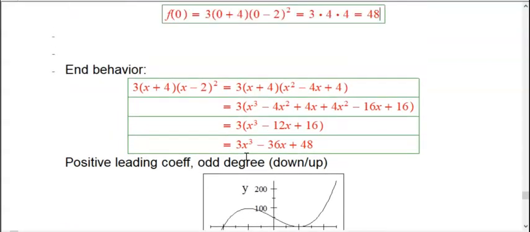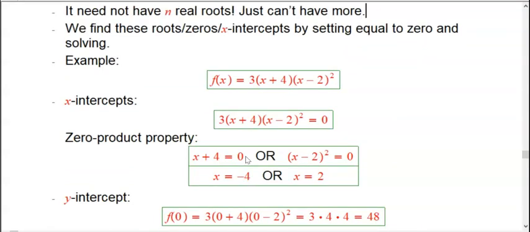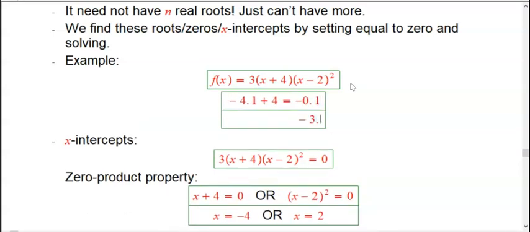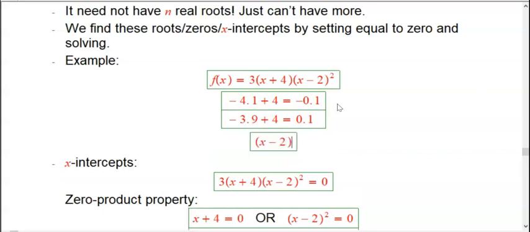Let's see why that's true by going back to the factored form. Okay, if we go back to the factored form, this quantity definitely changes sign if I go through minus 4. For example, minus 4.1 plus 4 is minus 0.1. Minus 3.9 plus 4 is plus 0.1. So the 3 isn't changing, but as x goes through minus 4, this changes. Does this change? No. In fact, this never changes sign. It can never be negative. That's a square, right? X minus 2 squared is always greater than or equal to 0.